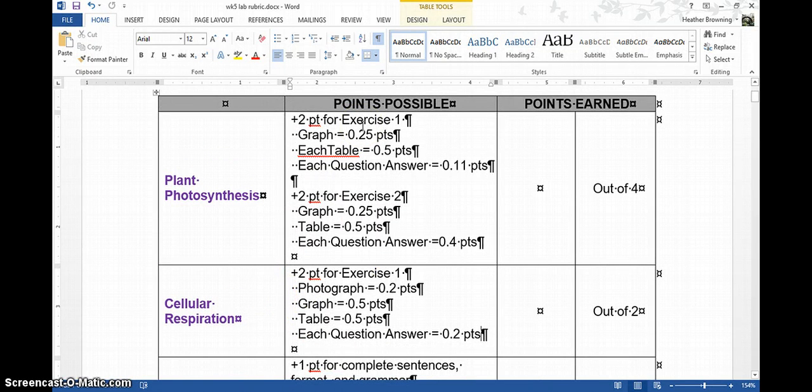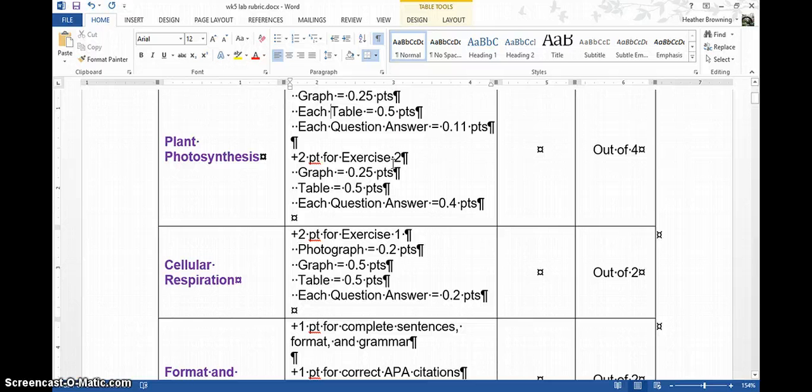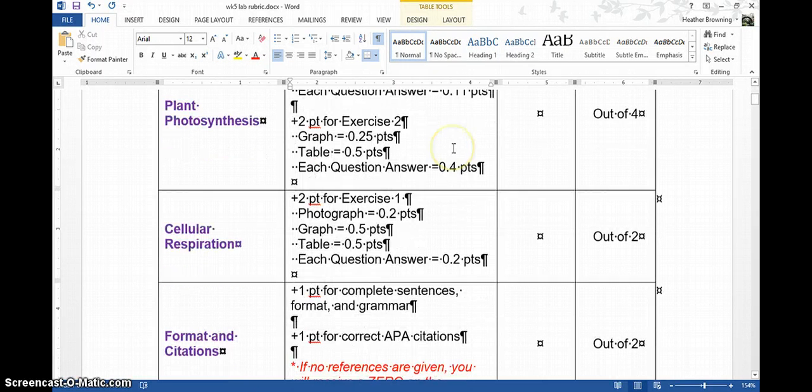For the plant photosynthesis, you will have a graph worth 0.25 points that you have to do. As always, feel free to hand draw it. Feel free to do it in Excel. Feel free to do it however. I could fix this. Each table. I'll try to remember to update the rubric too. And then in the table, there's 2 tables, and they are each worth half a point. And their questions, there's going to be 7 that you fill in.